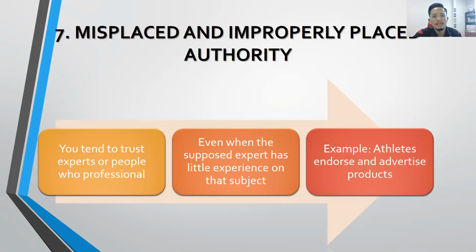So what about number 7? Misplaced and improperly placed authority. This is something similar to the earlier one about trusting the authority, but misplaced and improperly placed authority is more about trusting someone who is an expert, people who are professionals, even when the supposed expert has little experience on that subject.